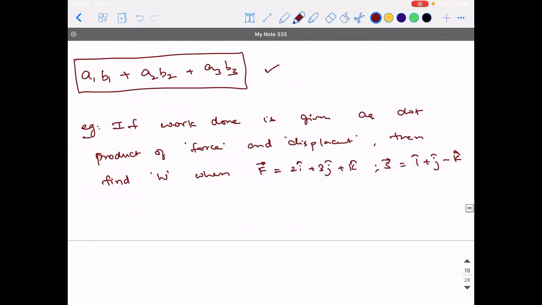Okay. So shall we do it? So what is the work done? It is F vector dot S vector. So what is F vector dot S vector, guys? 2I cap plus 3J cap plus K cap dot I cap plus J cap minus K cap.